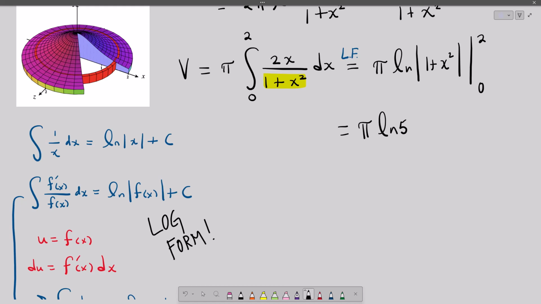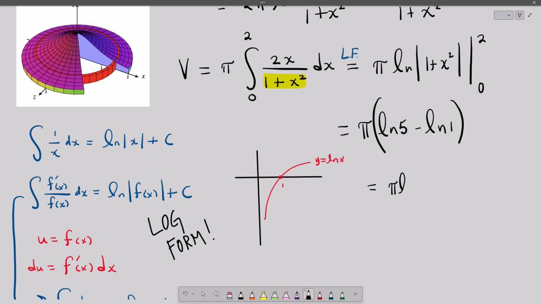0. Right? If you think about the graph of your natural log function, it looks like this, and it goes right through 1. So natural log of 1 is 0. So if we wrote it out, this would be pi multiplied by that. Natural log of 1 is 0, so we'd end up with pi ln 5, because this is equal to 0.